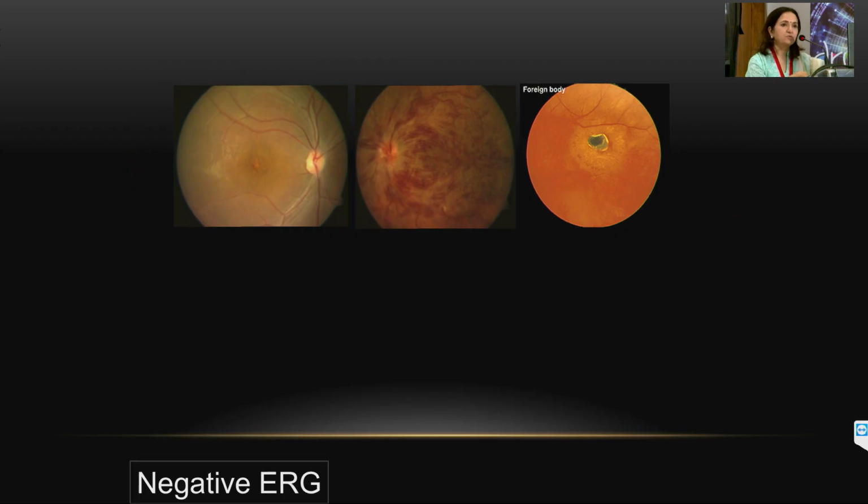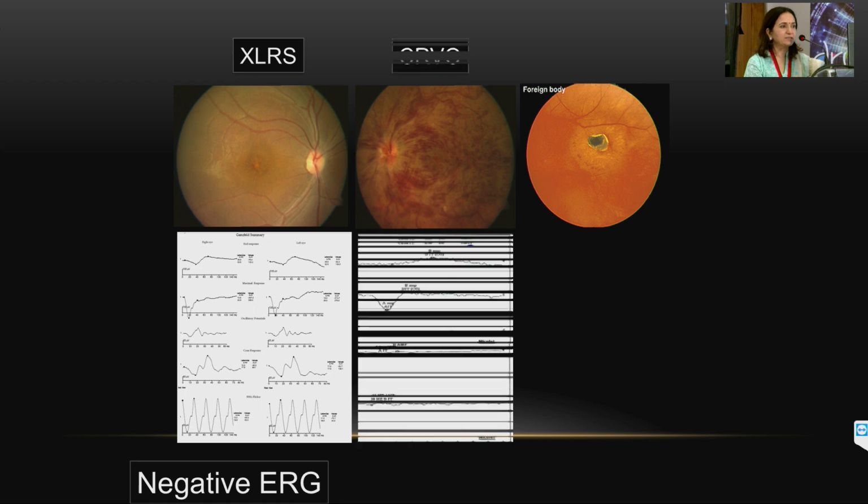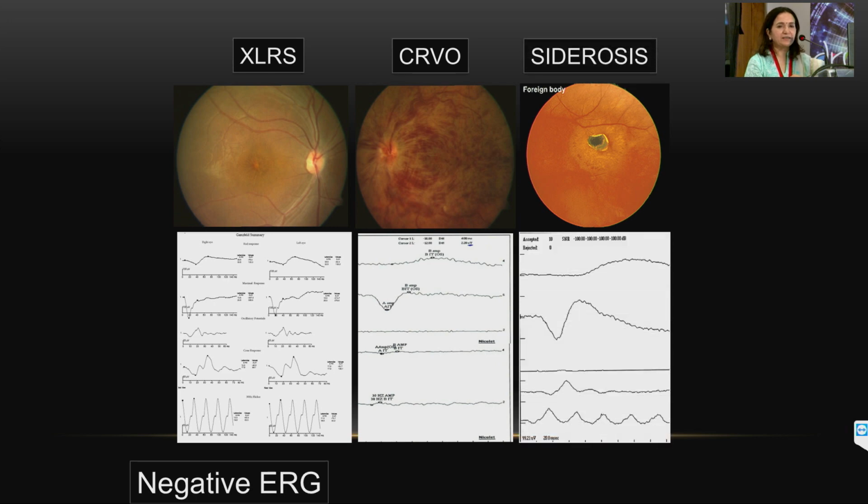Second thing which you more commonly see is negative ERG. So without going too much into detail, negative ERG means you are getting a good A wave but not getting a good B wave. So here, if you have a foveal schisis with negative ERG, it is X-linked retinoschisis. If you have lots of hemorrhages and you do an ERG and you see a negative waveform, it is central retinal vein occlusion. If you see a foreign body and you see a negative wave, this could be a beginning of siderosis.